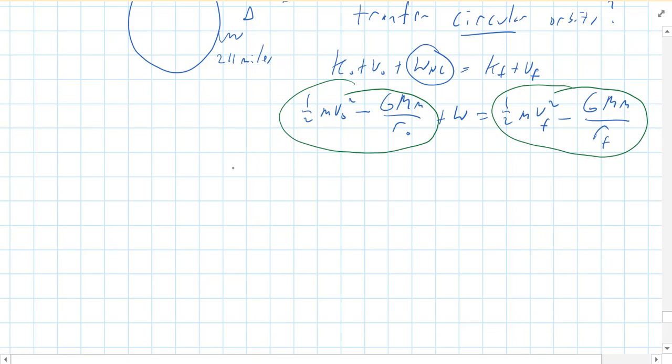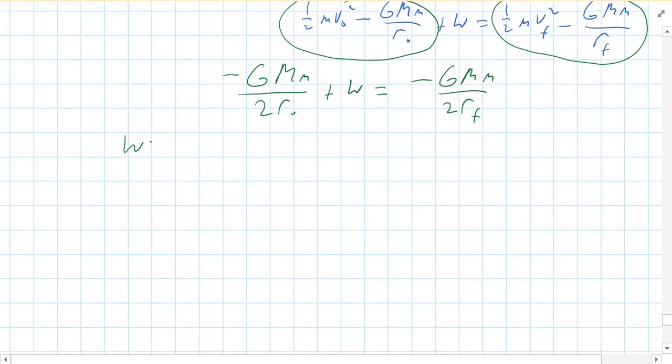So because we're in circular orbit, we can shortcut this and call this G mass of the Earth, mass of the space station, over 2r naught, plus work, equals negative G mass of the Earth, mass of the space station, over 2r final. If I solve for work, what can I factor out of both these terms? G, mass of the Earth, mass of the ship, over 2, and all I'm going to do is take 1 over r naught minus 1 over r final. So that's the shortcut.